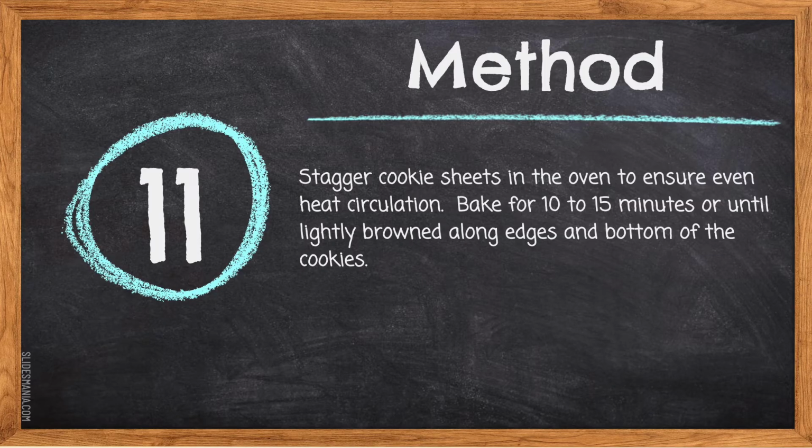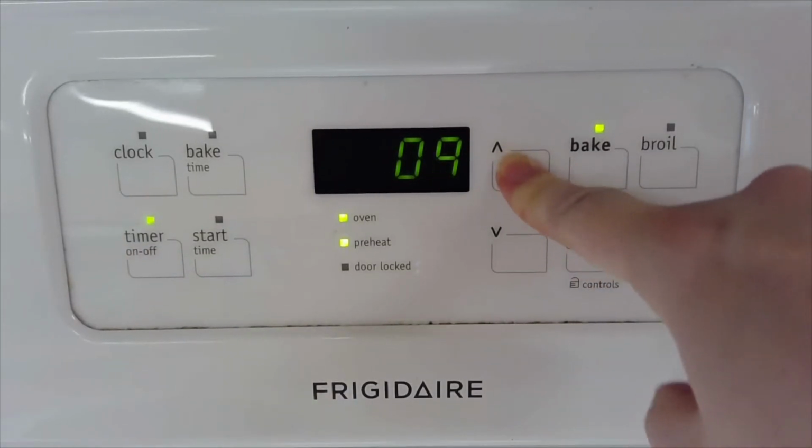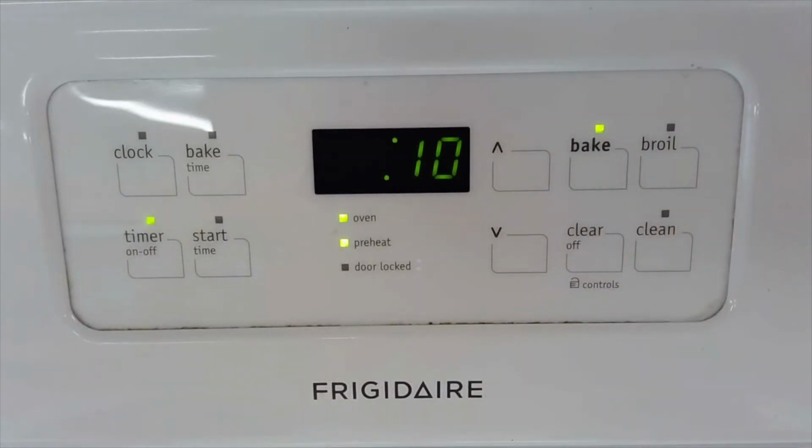Step 11. Stagger your cookie sheets in the oven to ensure even heat circulation. Bake 10 to 15 minutes or until lightly browned along edges and bottom of the cookies. It is always best to go for the lower time limit. At the 10-minute mark, you can check on your cookies. If they have any kind of shine to them along the top, you know that the egg in the cookie has not been cooked and will need an additional 5 more minutes.